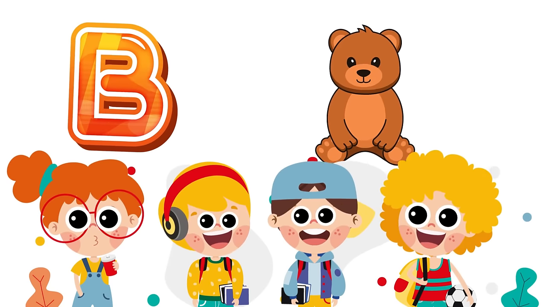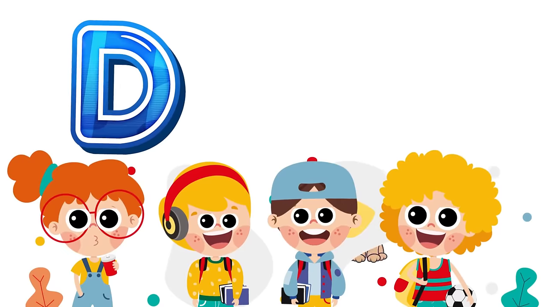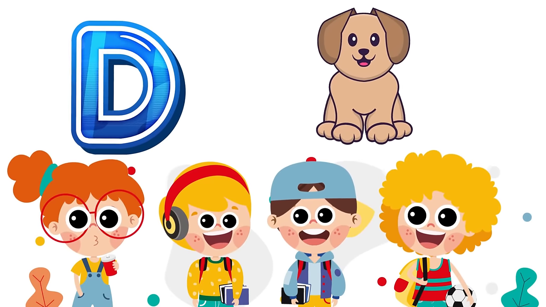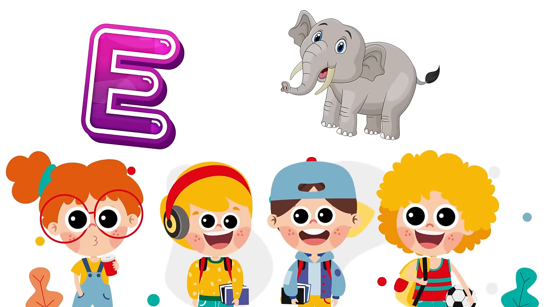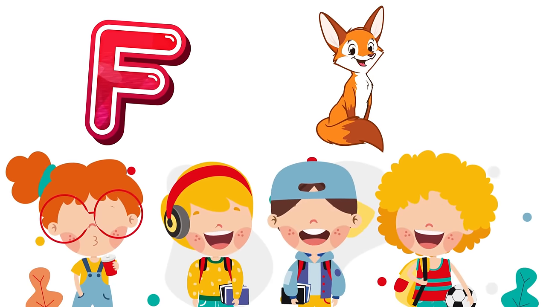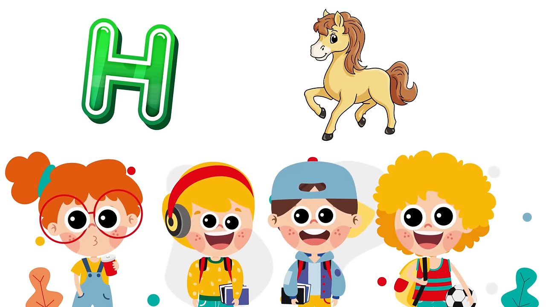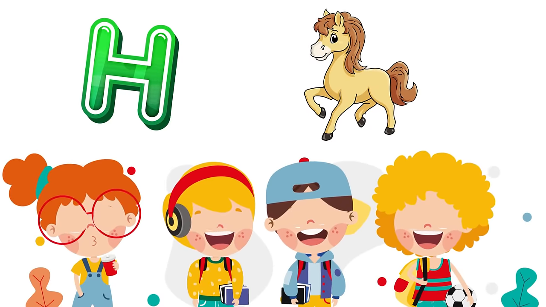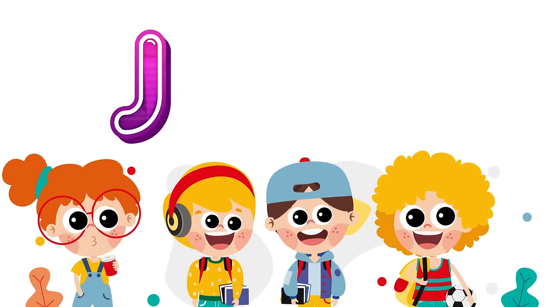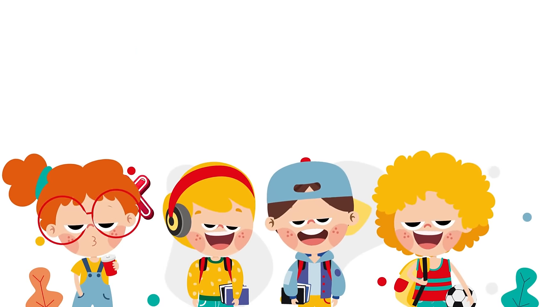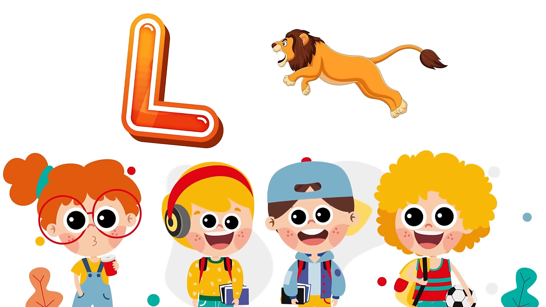A is for alligator. B is for bear. C is for cow. D is for dog. E is for elephant. F is for fox. G is for giraffe. H is for horse. I is for iguana. J is for jaguar. K is for kangaroo. L is for lion.